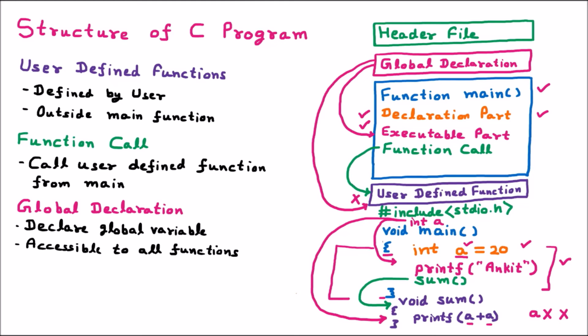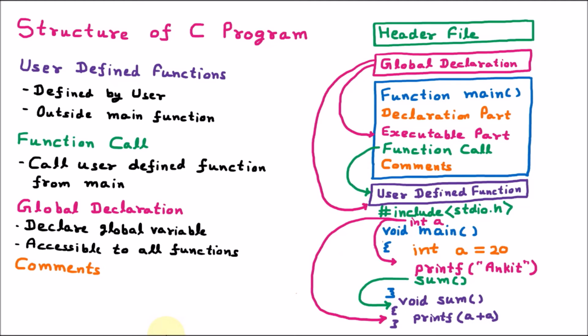Now we are discussing the last part of structure of C program, that is the comments. As the name signifies, commenting means saying something about something. So comments can be anywhere inside your program. It can be the part of main function, or the part of user defined function, or you can write these comments anywhere, above declaration, above execution, anywhere.